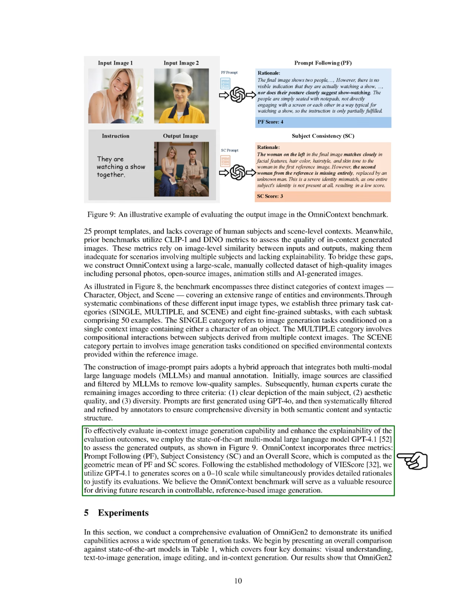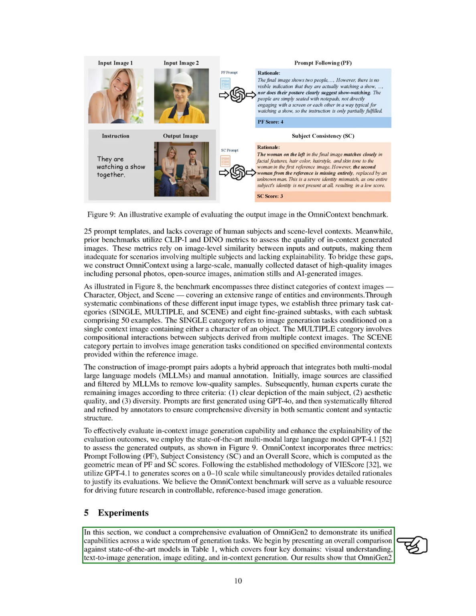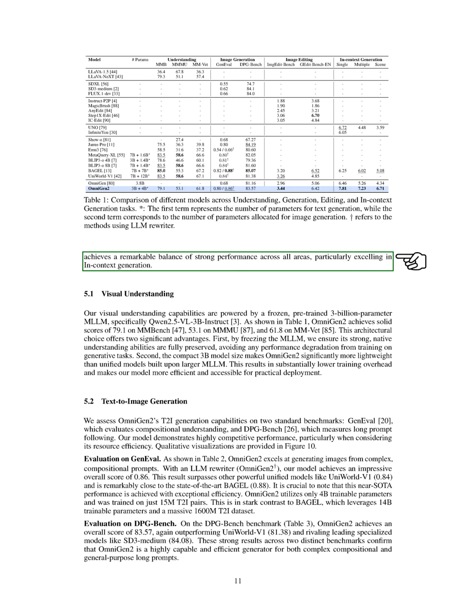Section: Experiments. In this section, we conduct a thorough evaluation of OmniGen2 to showcase its unified capabilities across various generation tasks. We start by comparing it to leading models in a table that includes four main areas: visual understanding, text-to-image generation, image editing, and in-context generation. Our findings reveal that OmniGen2 performs exceptionally well across all domains, particularly excelling in in-context generation.